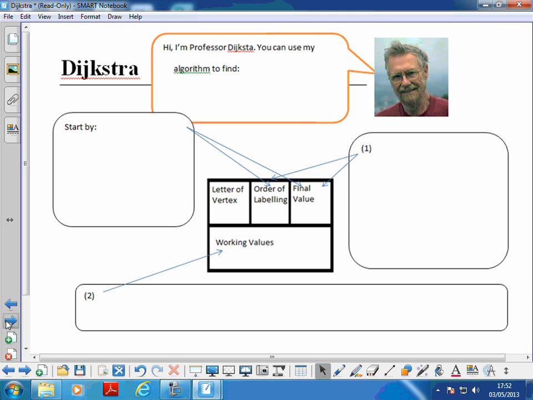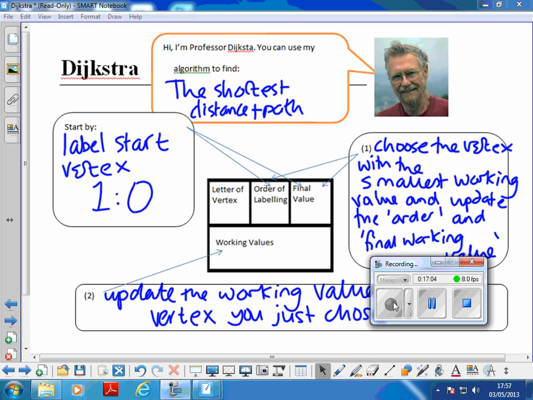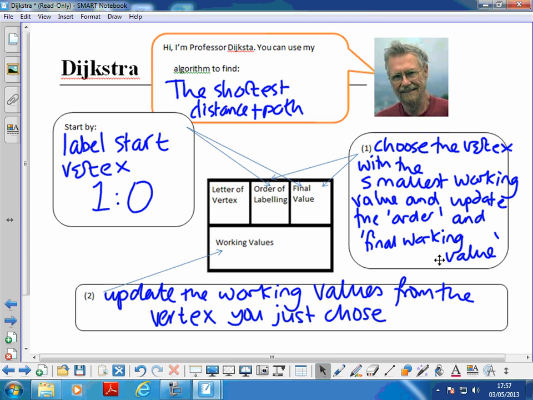Okay, so we're going to make some notes, and so if you pause the video and write down the notes that I'm going to show in 1 second. So these are the notes that you need to write into your pack. This algorithm is for finding the shortest distance and path through a network. In the next video, we're going to see how to find the actual path.